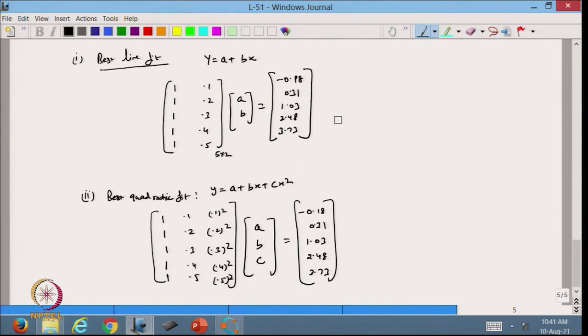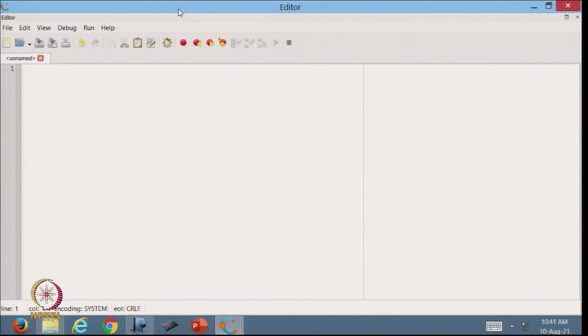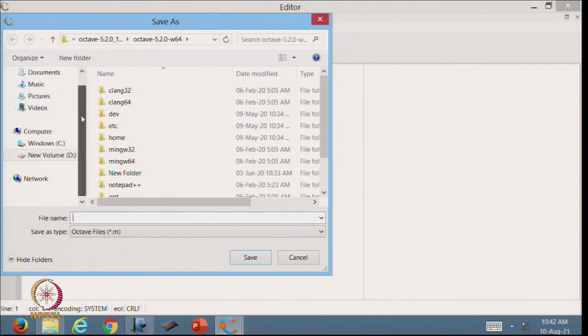So, if we solve it manually, then it is going to take much time. So, we can solve this with the help of MATLAB or Octave. So, let us do with that one. So, first I will write a script for this, and I will save this script as maybe I can put it on the desktop, and I will write it as least square.